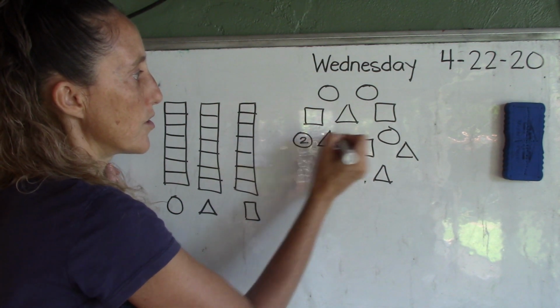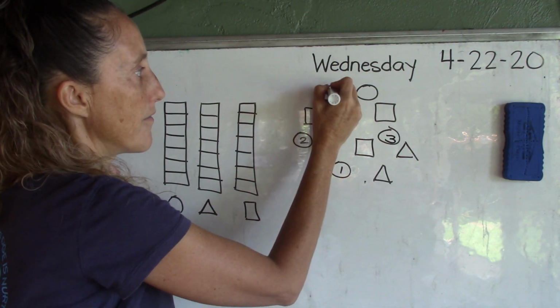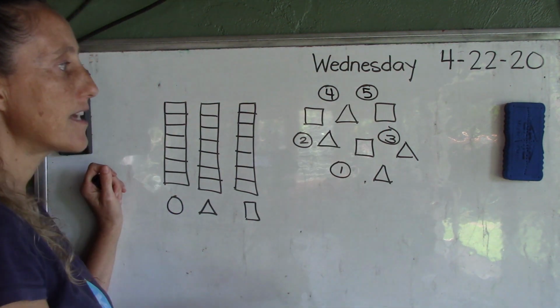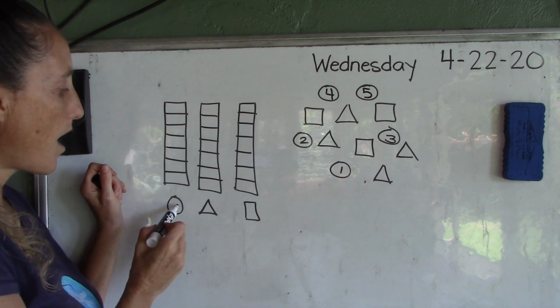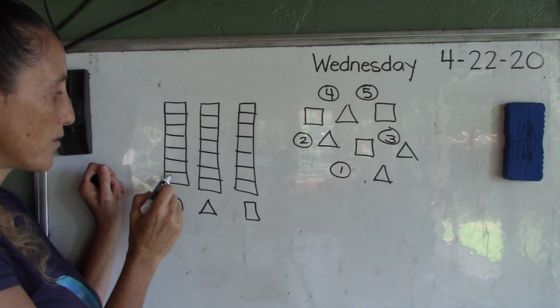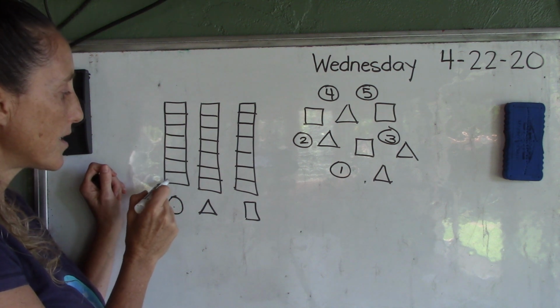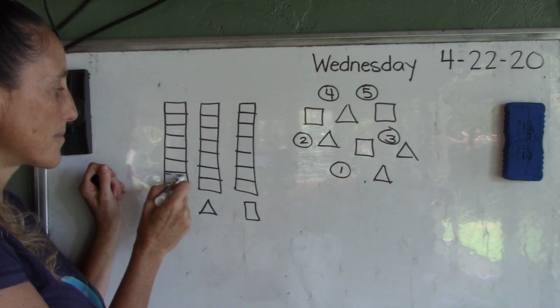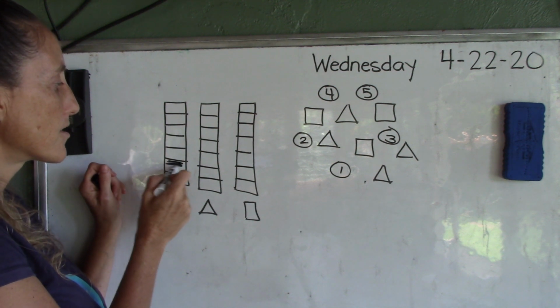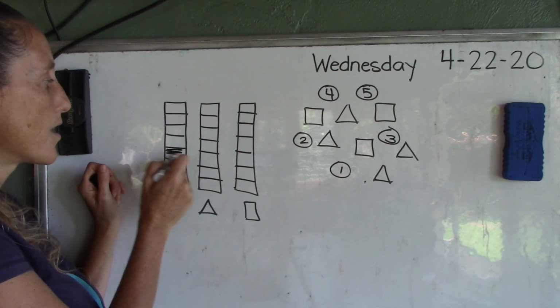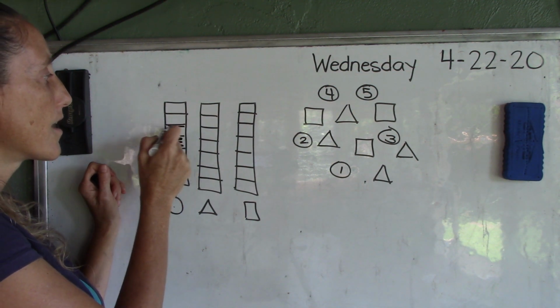1, 2, 3, 4, 5. I drew 5 circles. So on the circle graph, I'm going to start on the bottom. Always start on the bottom, not the top. And I'm going to fill in 5 boxes because I drew 5 circles. 1, 2, 3, 4, 5.